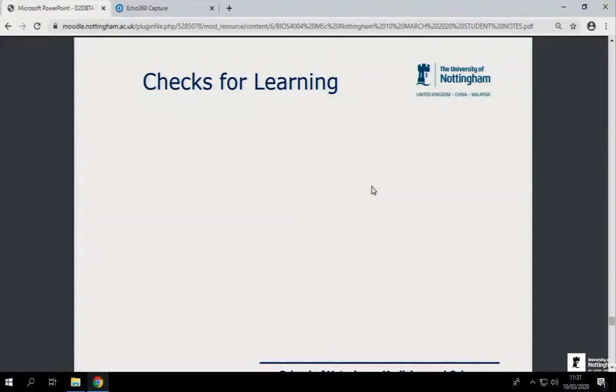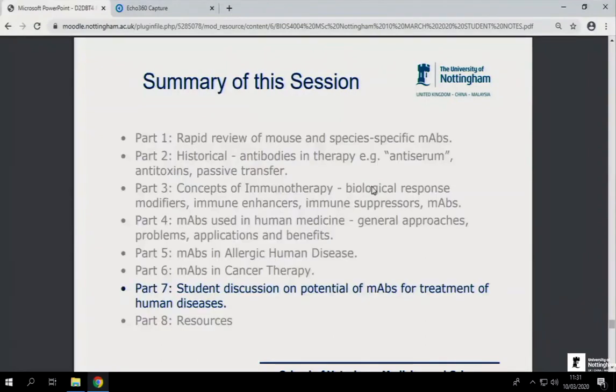What's the target for the monoclonal antibody in lymphomas? It's called rituximab. What's it called? CD20. CD20, there you are. That's good. We've got some answers. That's good. Thank you for that.